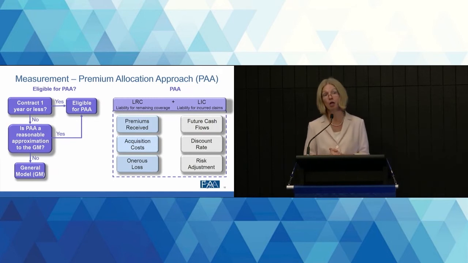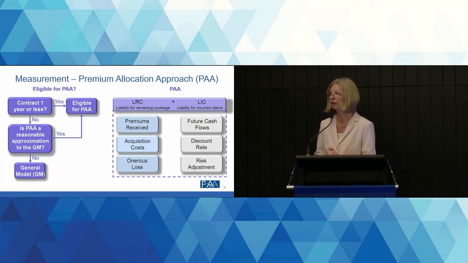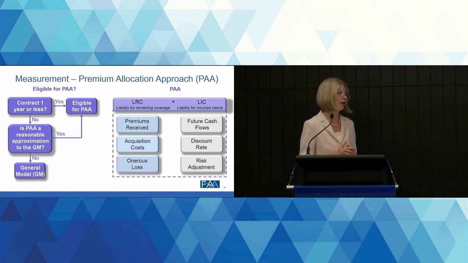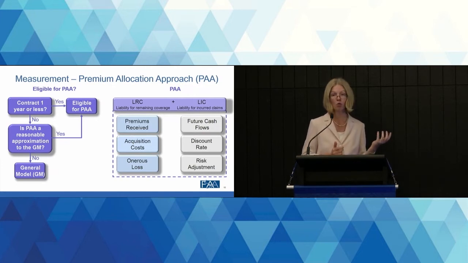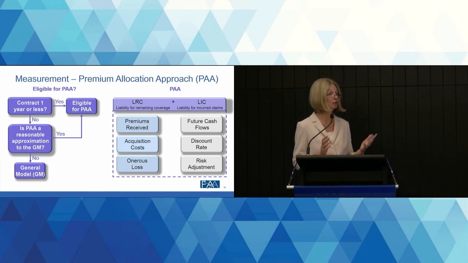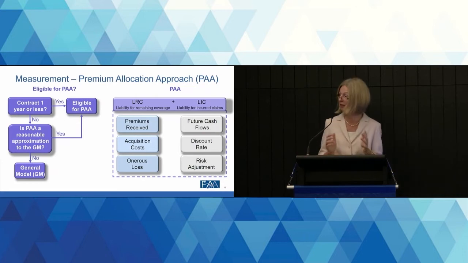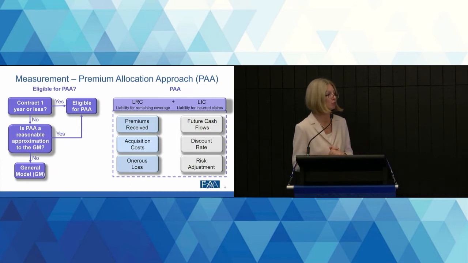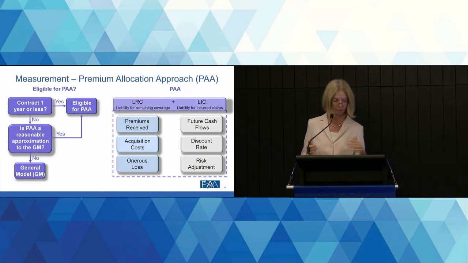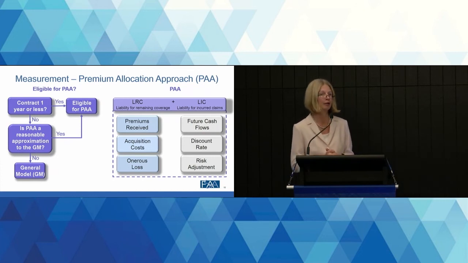If your contract has a longer period than 1 year, you're entitled to do a test where initially you estimate what your liability for remaining coverage would be using the PAA, and you also measure what that would be under the general model, and if the difference between those two outcomes is not materially different, then you can still use the PAA. So it's probably in a little bit of a later session today that PAA eligibility testing is gone through in a little bit more detail, but there's the mechanics of that, if we call it the second step, if your contract is greater than 1 year.